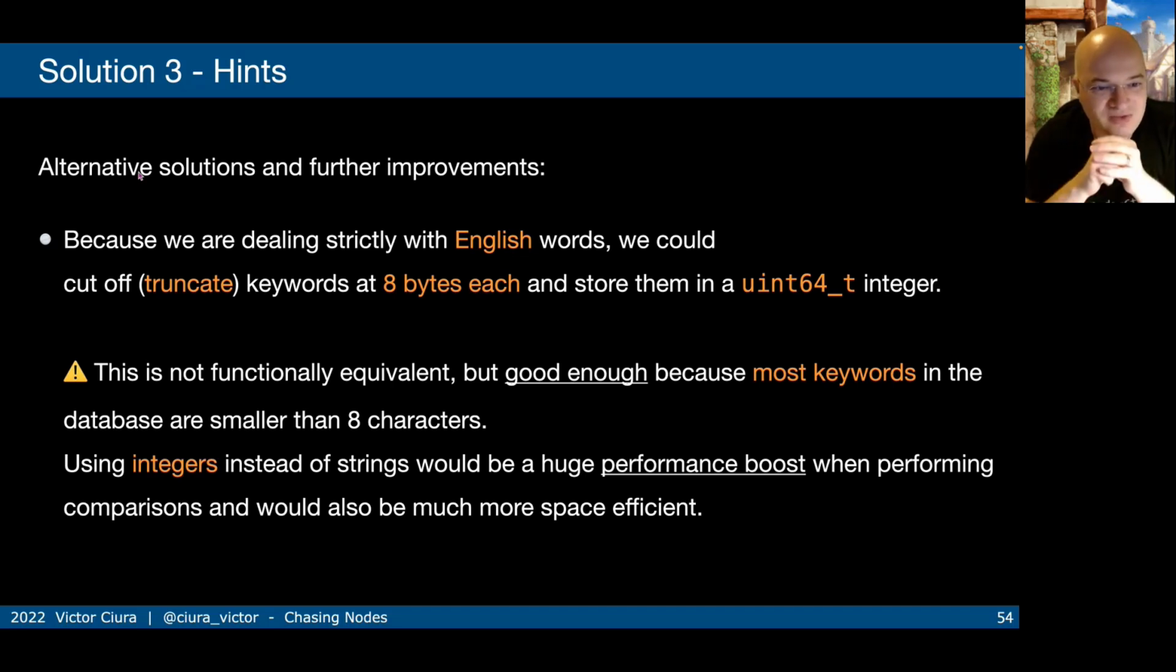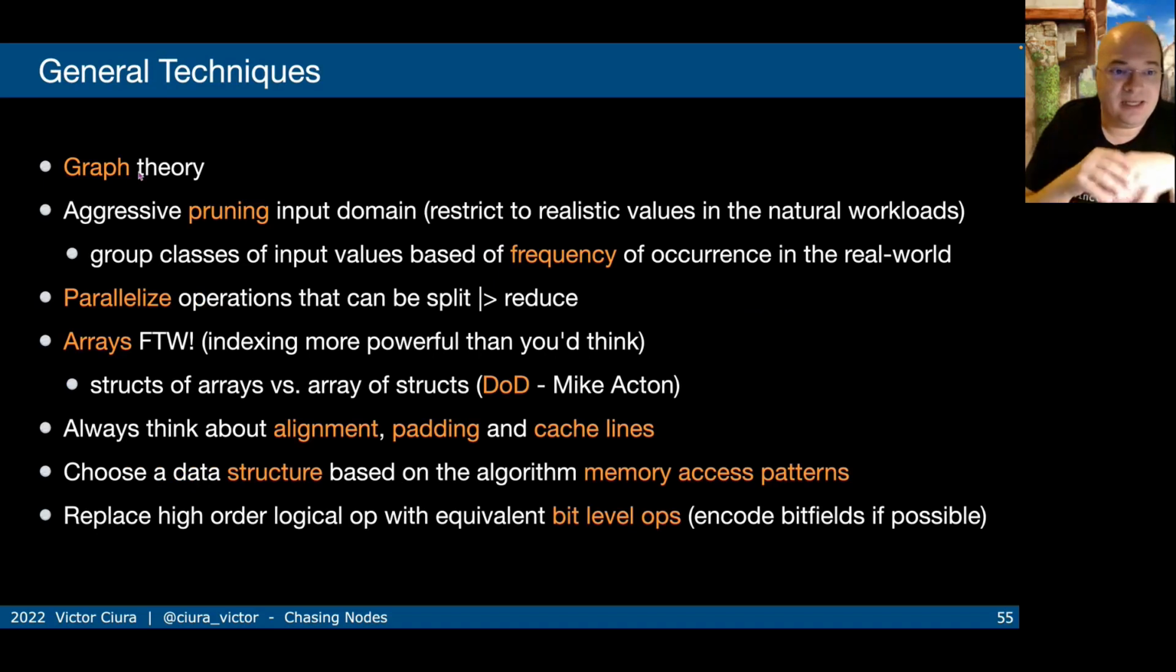So we can do all sorts of clever things that might be good enough approximations for the problems we're trying to achieve. And I'm a bit over on time here, but this is a trend I'm trying to identify. In general, we have to understand the context, and we sometimes need to be very aggressive in pruning the input domain and restricting to realistic values in the natural workloads that we're dealing with. So over generalizing a solution might not be what we need in a particular workload.